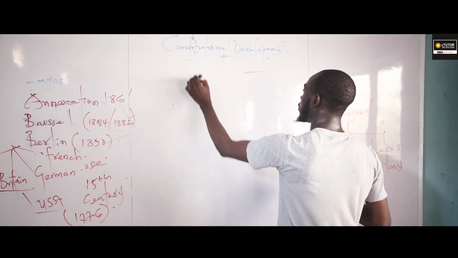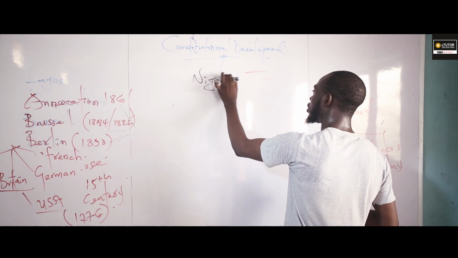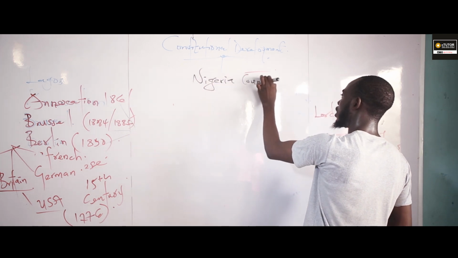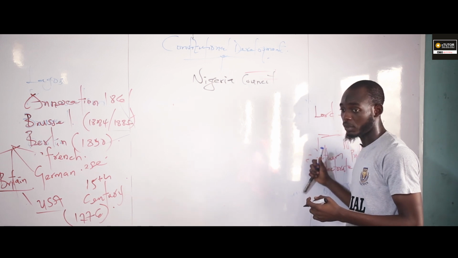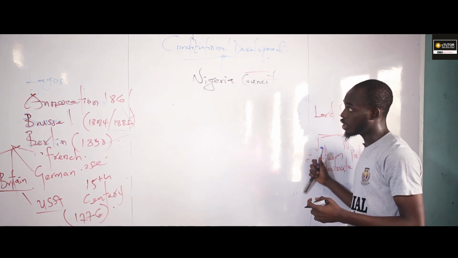He introduced what we call the Nigeria Council. When he introduced the Nigerian Council, it was Lord Lugard, in 1914. Do you understand now?